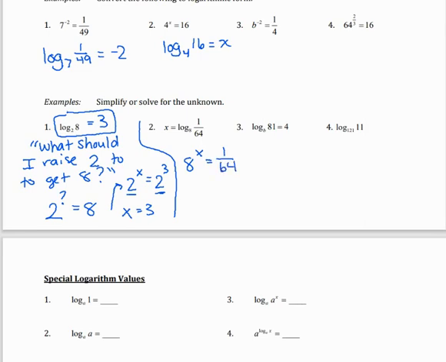And now from our last section, we know how to do this, right? We rewrite these with the same bases, 8 to the negative 2. And now my bases are the same, so x equals negative 2. Okay? So you try doing 3 and 4. Solve for b in number 3, and in 4, you're just simplifying.